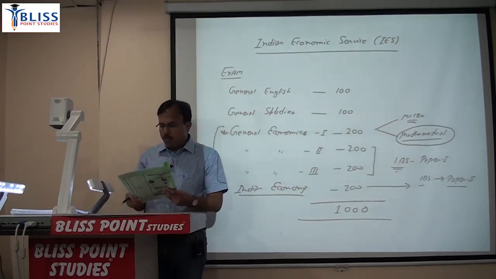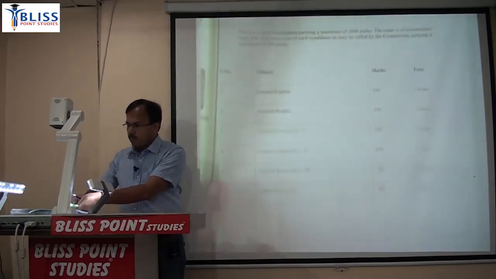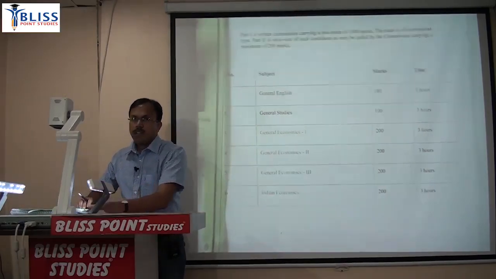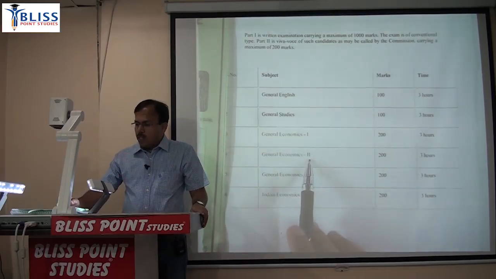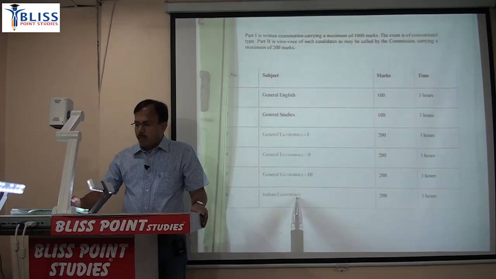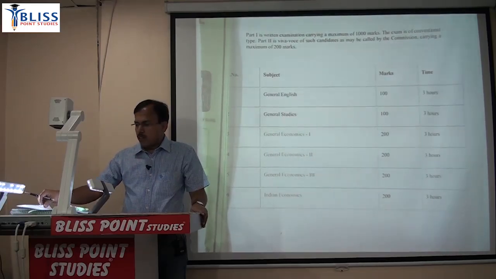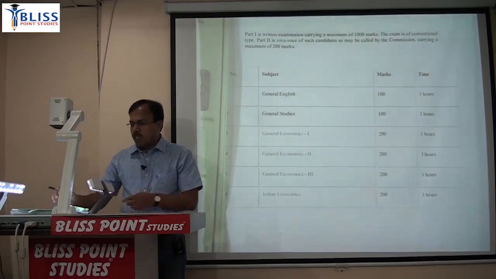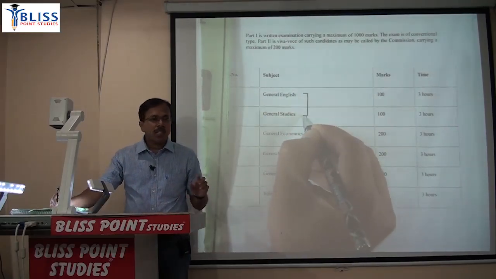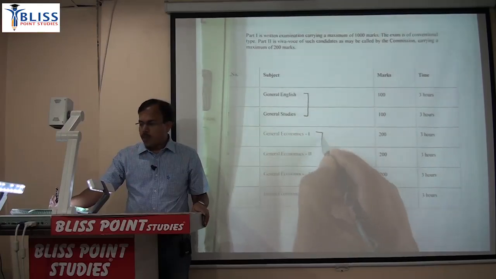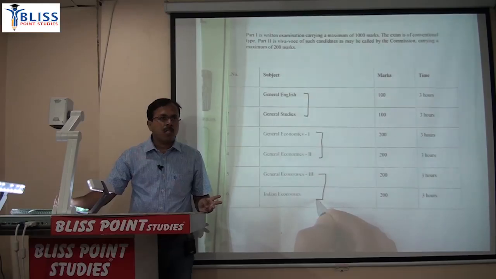So the paper structure, first of all, is it clear? This will be the pattern: General English 100, General Studies, General Economics 1, General Economics 2, General Economics 3 and Indian Economy, overall 1000 marks. Also remember the structure of the paper. On one day you will have this paper, first sitting and second sitting. The second day you will have this paper, both sittings, and the third day this paper. So it is basically a 3-day exam.